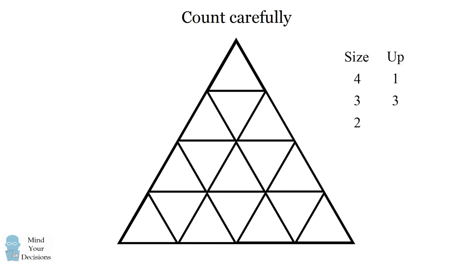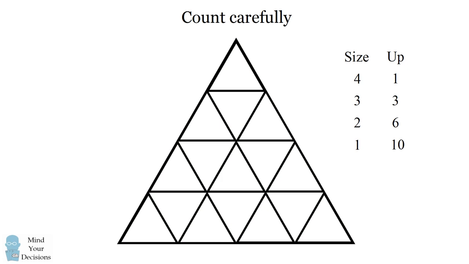How many triangles are there of size 2 facing up? The bottom row has 3, the next row has 2, and one row above that has 1. 3 plus 2 plus 1 is 6. Finally, we count the number of triangles of size 1 facing up. The bottom row has 4, the next row has 3, the next row has 2, and the top row has 1. 4 plus 3 plus 2 plus 1 is equal to 10.